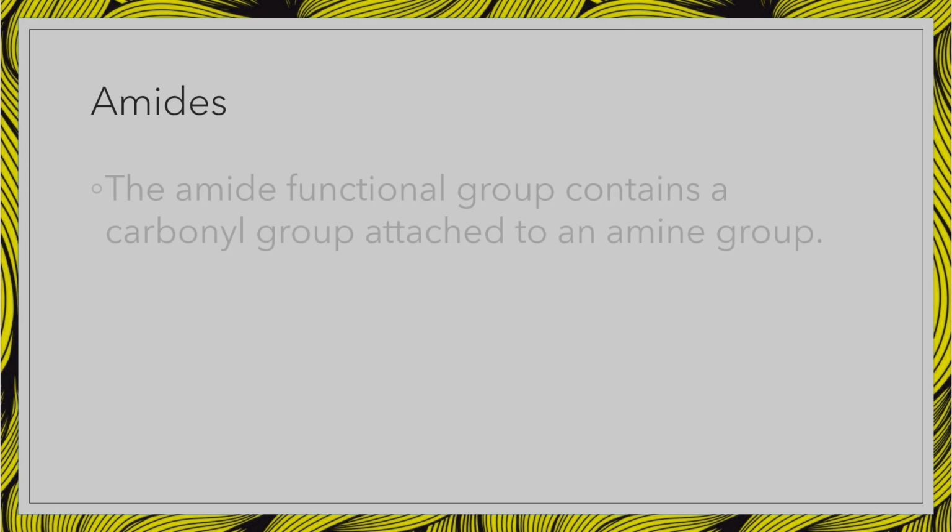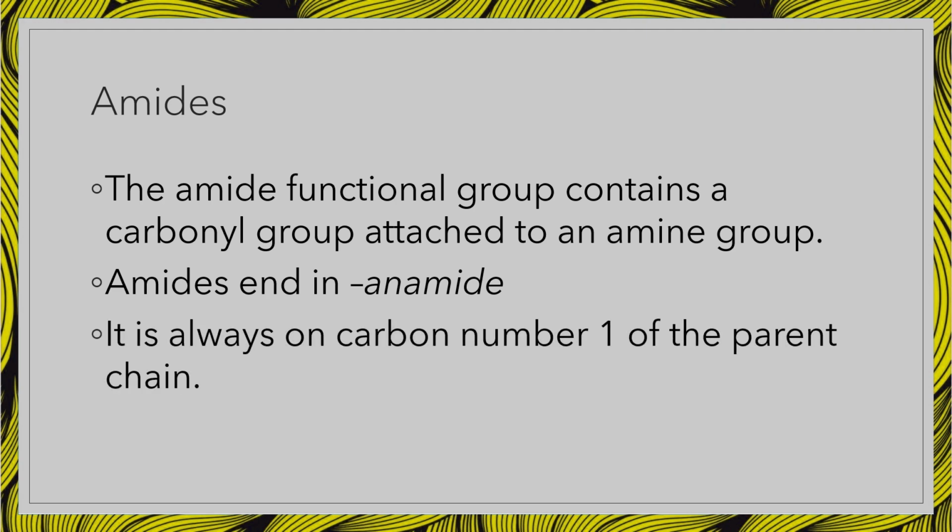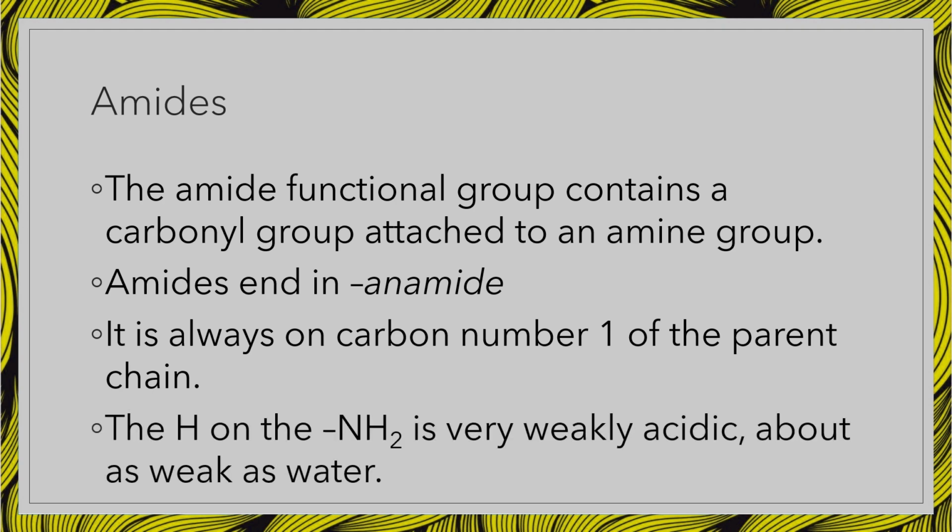Now, amides, again, something slightly different in naming, completely different in chemistry. So the amide is a functional group that contains a carbonyl group with an amine group. Amides end in "anamide", so propanamide, ethanamide, that sort of thing. It's always carbon number 1, just like a carboxylic acid. And the H on the NH2 is very weakly acidic. It's about as weak as water. Okay, so it can be donated, but it's not as easily donated as a carboxylic acid.